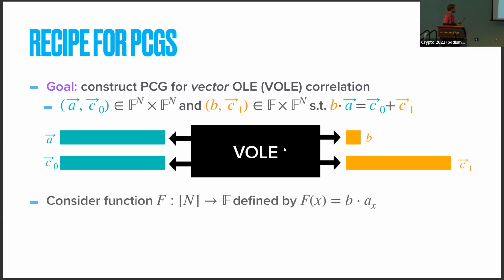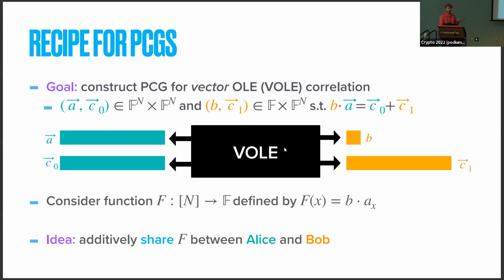Well, let's consider a certain function. I'm just taking the vector B times A, and I'm rewriting it as a function from the integers 1 to n to the field F. So nothing fancy is going on here. But we want to additively share this object. So we could talk about trying to additively share this function between Alice and Bob.